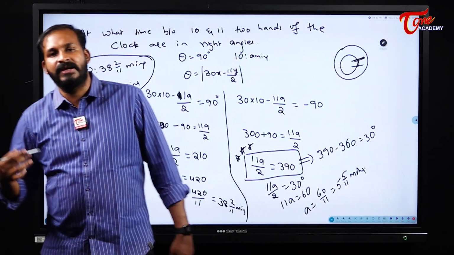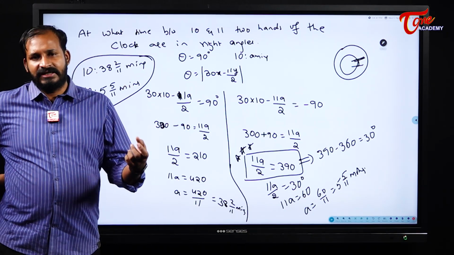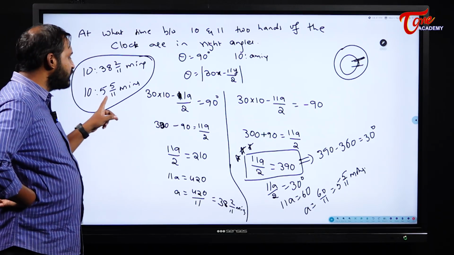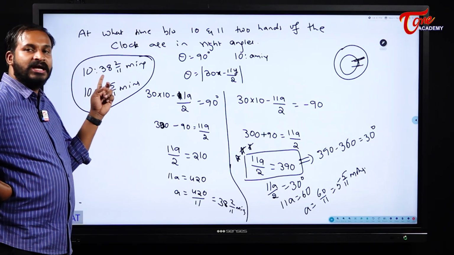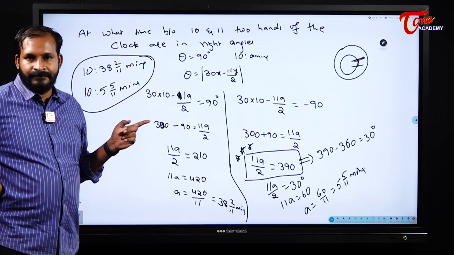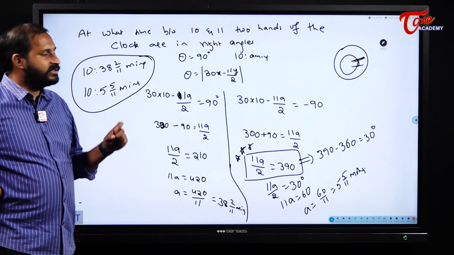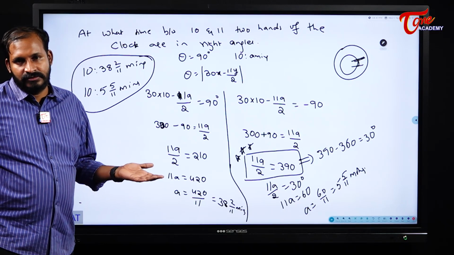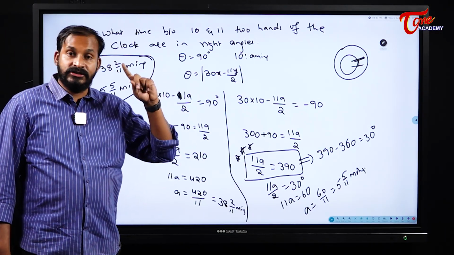Understood, students? So both the answers are correct. In the examination they may give us both the answers, or they will specifically mention between 10 and 11, or between 10 and 10:30, and then what will be your answer? 5 5 by 11. Between 10:30 and 11, what will be your answer? 38 2 by 11. So based on the question, choose the answer. Sometimes they may give us both the answers also. Okay, understood? Remember this point and our negative case. These two are very, very important.